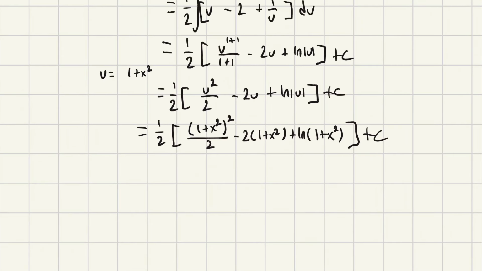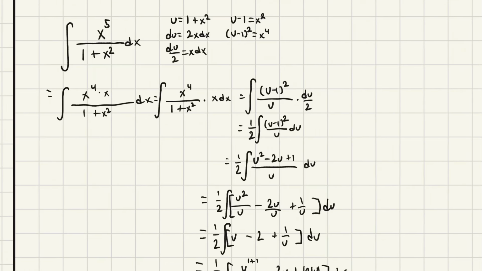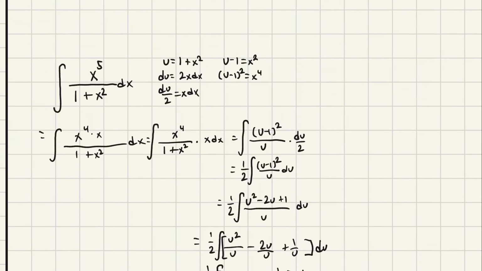It's actually a very simple u-sub problem. It's nothing more than that. And the reason why we chose our u to be 1 plus x squared is simply so we can rewrite our numerator in terms of u, and it makes it much, much easier. That is how you solve this problem.